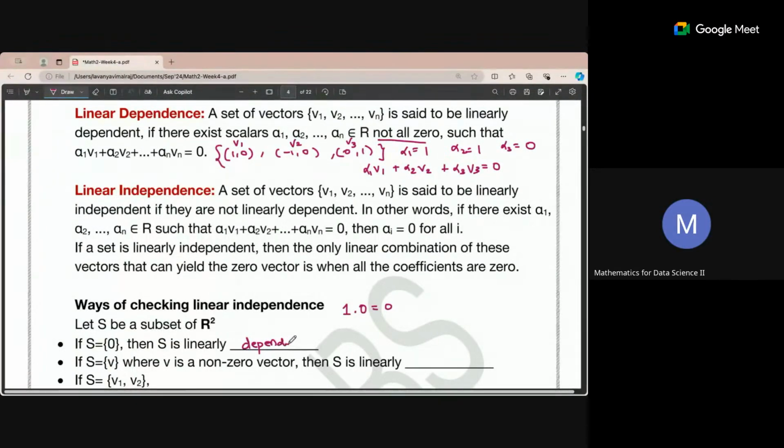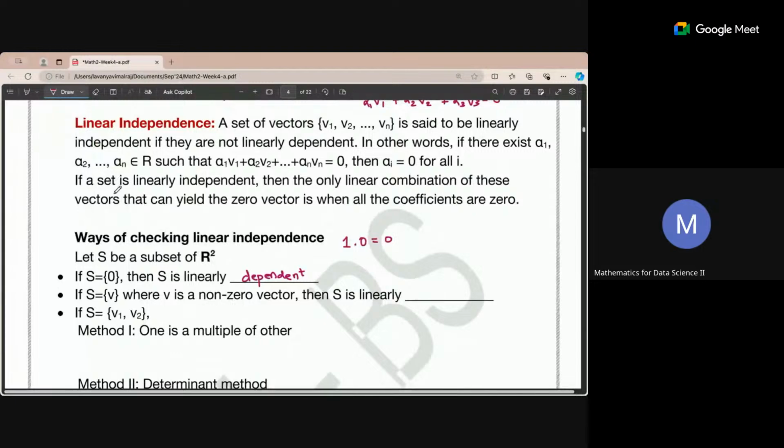Be careful. Whenever you see a set which has the 0 vector, that set is always linearly dependent. Whenever you consider a set which has the 0 vector, even if it is only the 0 vector, the set is always linearly dependent. Now, if you have a vector v which is a non-zero vector, then what can you say about S? Linearly independent. Definitely linearly independent, right?